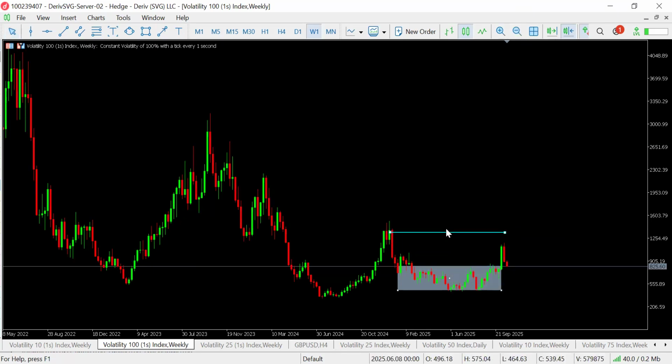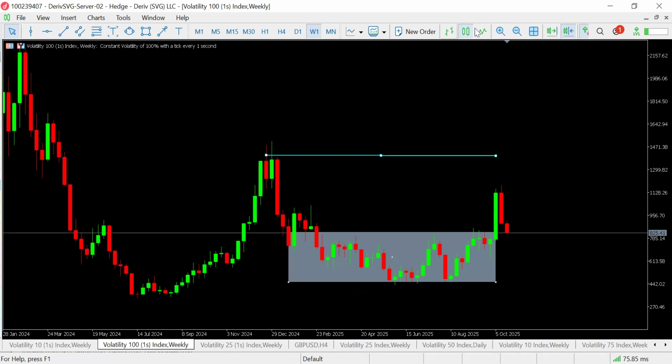But currently, what I would say is that the market has just given us a new high, breaking out from this range, and price is currently retracing back into the range. However, if we look close, we can see that within the range, we have what?